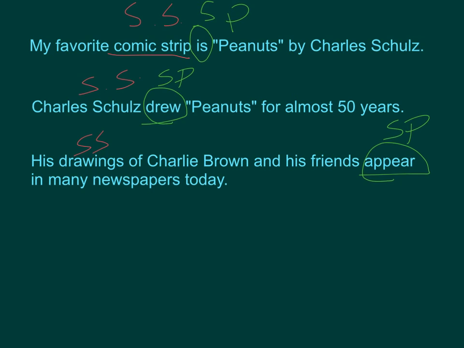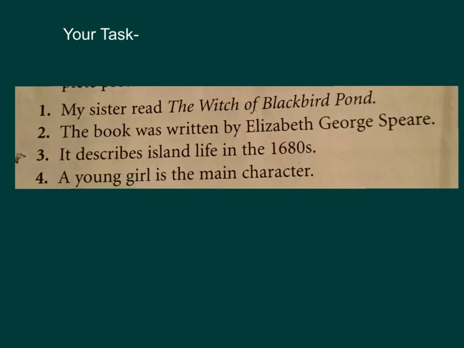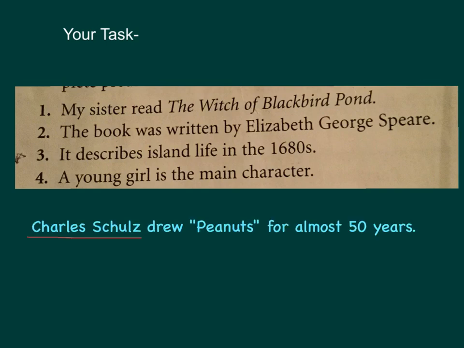Now please copy at least one of these sentences and label it as I have so you have a complete example. Your task is to copy the sentences 1 through 4 that are listed in the graphic. Leave yourself some space so you have plenty of room to underline, highlight, label, however you're going to make sure that you can identify the complete subject, the complete predicate, the simple subject, and the simple predicate.